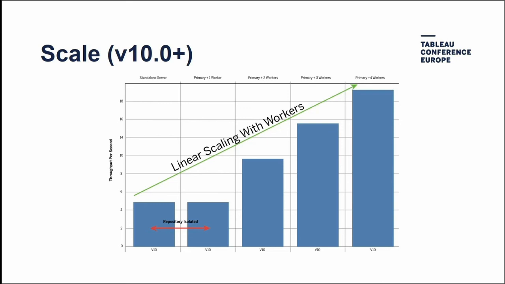This is only valid for version 10.0 and plus. Before, the scaling of the server behaved a little bit differently. You see on the left side this little gap, which highlights that we recommend excluding or isolating the repository, not really for performance improvements, but just for protection of the data which is stored in the repository.